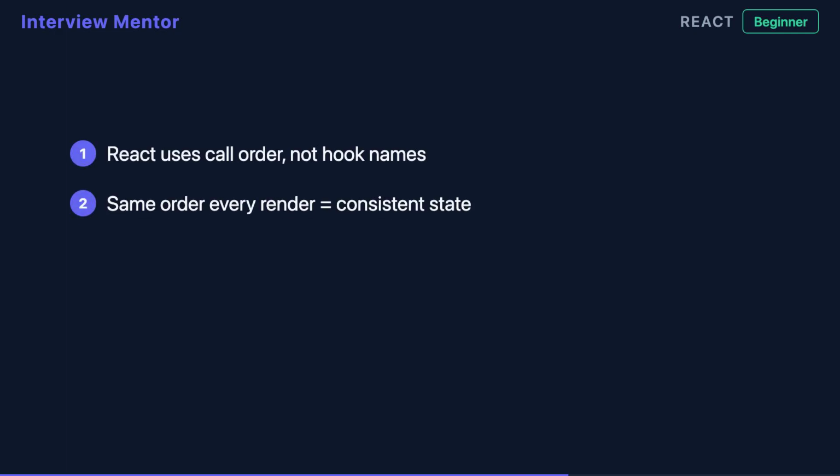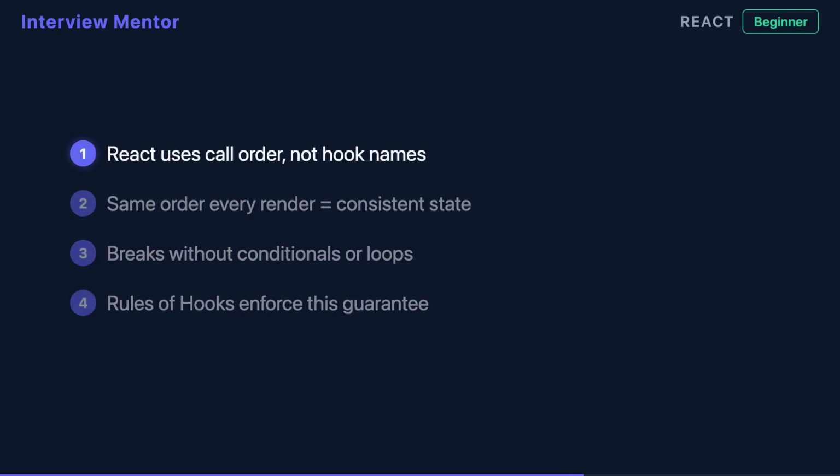The call order mechanism is what makes hooks simple and fast. No magic, no name matching, just consistent execution order. That's why you can't conditionally call hooks. It's not a limitation, it's the design. Follow the rules, and your state will always be in sync.